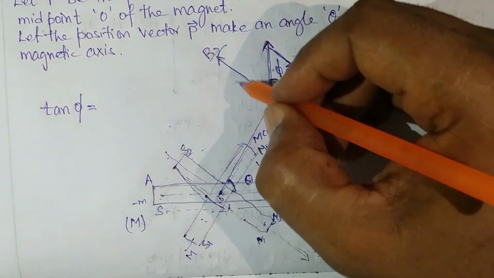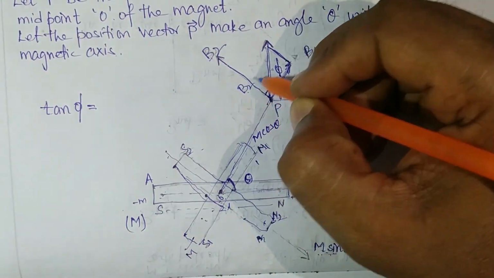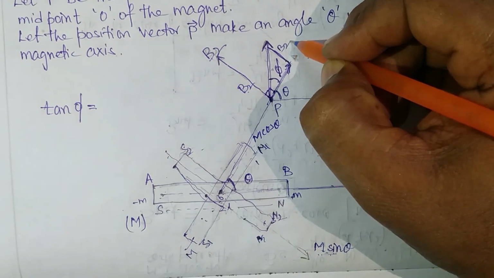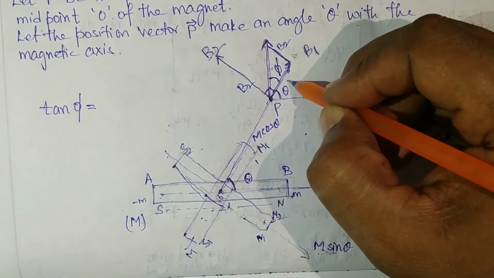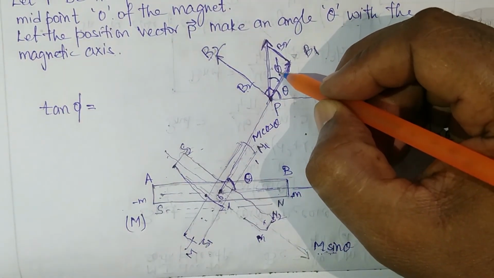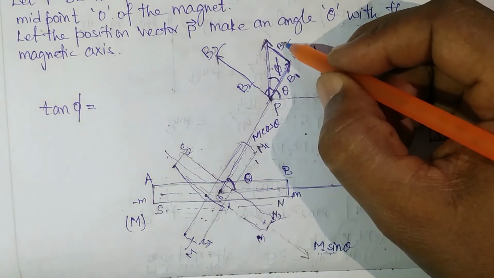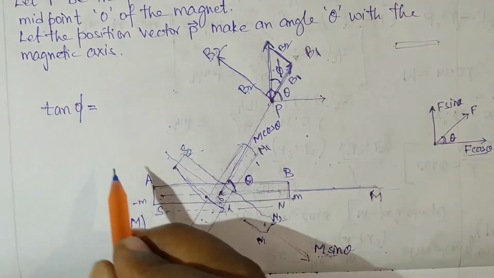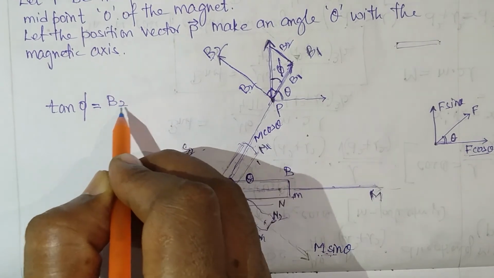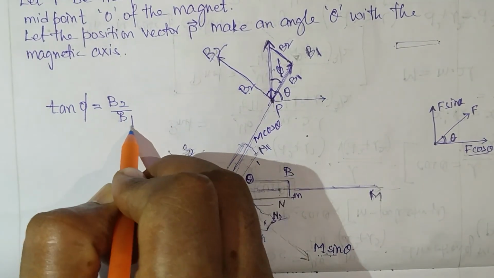So what is this B2? I can shift this vector here. This magnitude is also how much? B2. What is this magnitude? It is B1. So what is this angle? Tan phi is equal to opposite side by adjacent side, so it is B2 by B1.